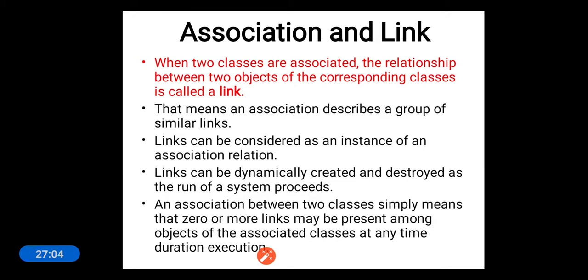These links can be dynamically created and destroyed during the run of a system procedure. An association between two classes simply means that 0 or more links may be present among the objects of the associated classes at any time during execution.